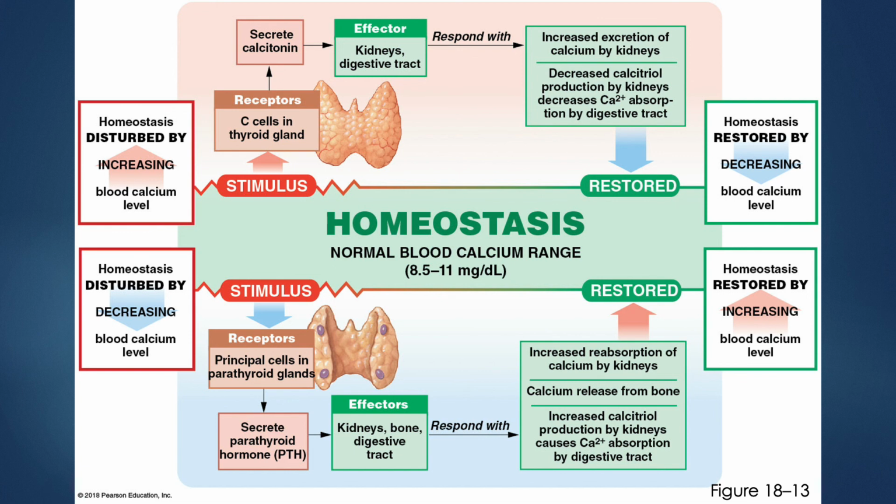So please take some time to review this image. It's figure 18.13 in your text, and be clear on how an increased blood calcium level is resolved via the thyroid gland and a decreased blood calcium level is resolved through the parathyroid glands.